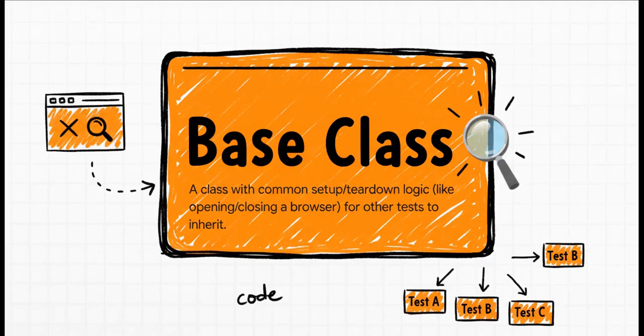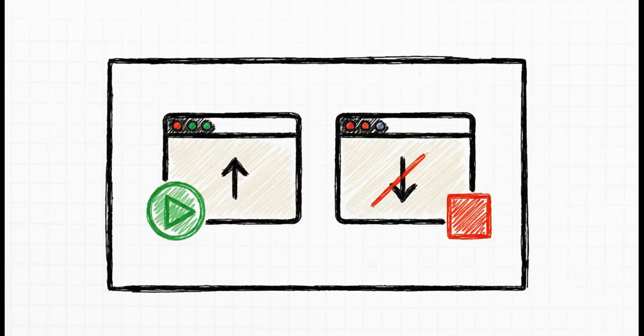First things first, what even is a base class? Think of it as the foundation for your house. It's one single-focus class that handles all the boring, repetitive stuff, like firing up a browser before a test starts and shutting it down when it's over. The whole point is to write that code one time and then reuse it everywhere. It's that simple. So how does this work in practice?